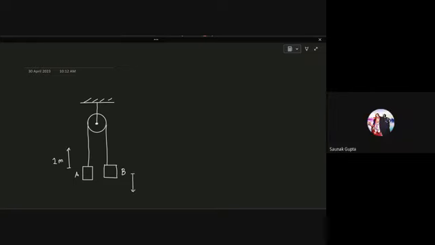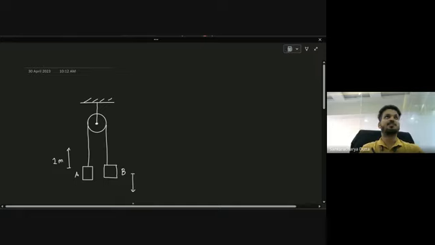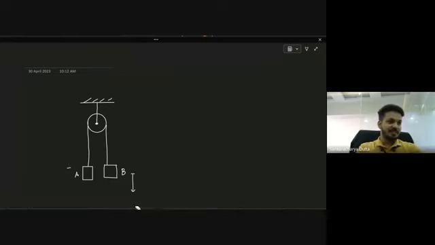1 meter. 1 meter. 1 meter. That's really easy, right? So if you have a pulley like this, then yes, this is the scenario. If this goes up by S, this comes down by S. So that means S of A, S being representing displacement here, is equal to displacement of B.